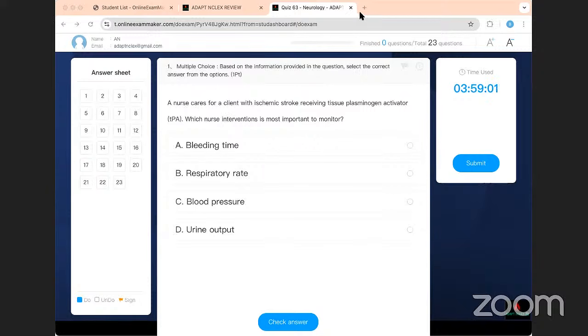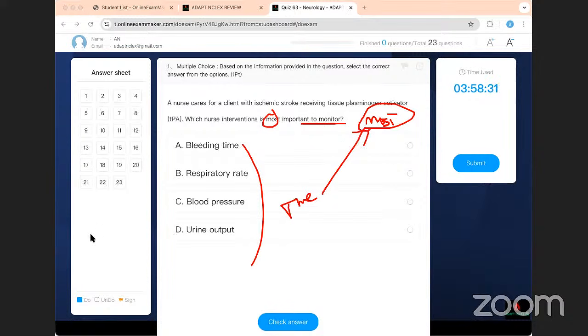Number one question, and you have to participate as I just want to check your answers and to see how you're thinking. How do you want to approach this question? Just read it from the back. Which nurse intervention is most important? The word most changes everything. Most means all these answers may be true, but one has to be the most. Whenever you see that, that's your key, right? So which of these is the most important?